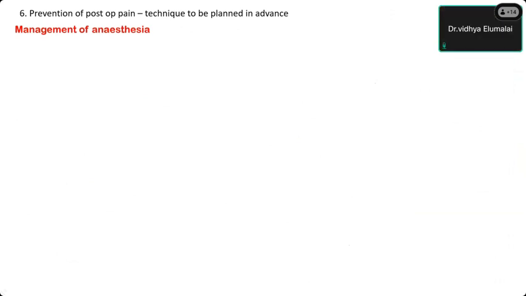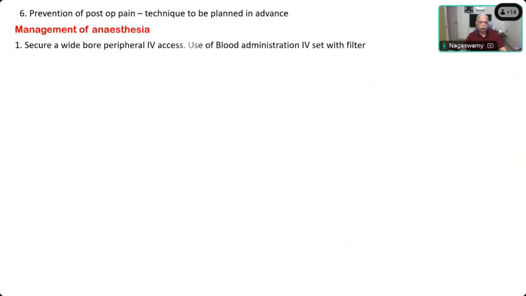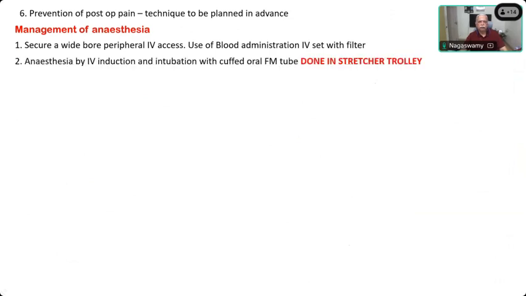General anesthesia, intubation with a flexometallic tube. So first and foremost, secure a wide-bore peripheral access. Always use a blood administration IV set with a filter, because many of them may require a blood transfusion, especially in multiple level scoliosis correction. Anesthesia by IV induction and intubation with a tough flexometallic tube is done on a stretcher trolley.